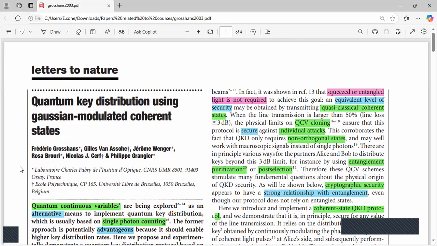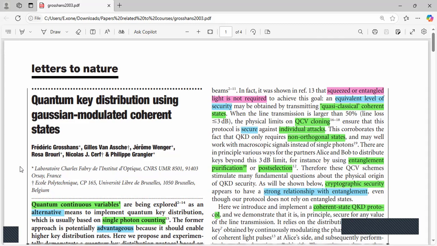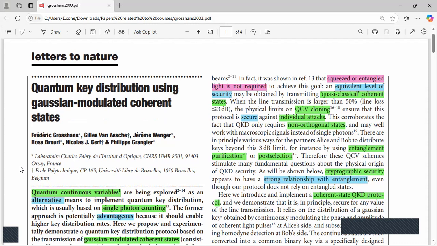Coherent states are much more readily available and much easier to generate. So we usually use the coherent state instead of squeezed or entangled light in our protocol. Both have the same security analysis, so we usually prefer to use the coherent states. They talk about the security of the Gaussian modulated coherent state protocol under individual attack, as it is protected by the no-cloning theorem of continuous variables.